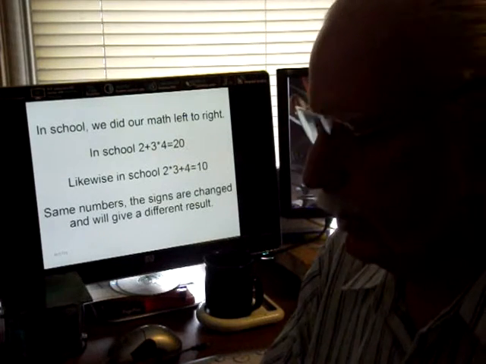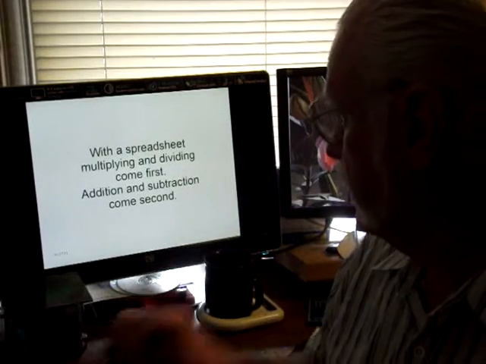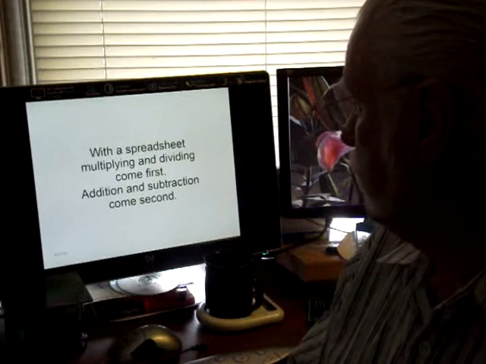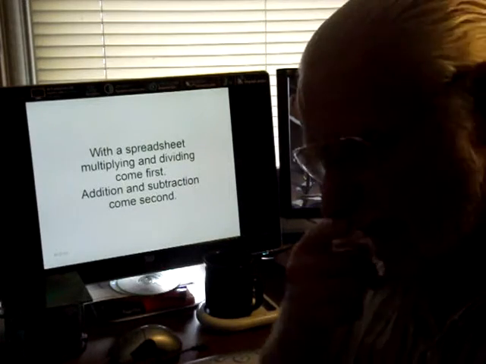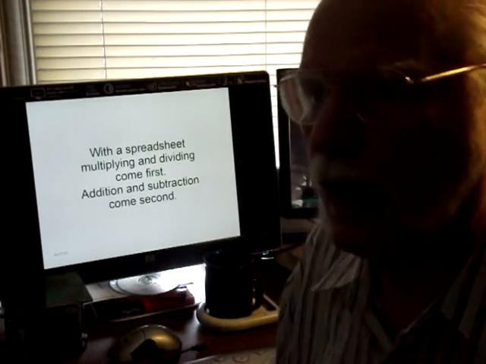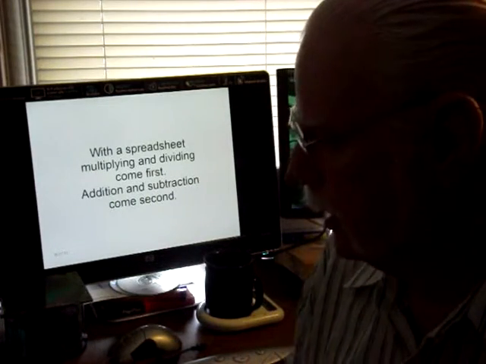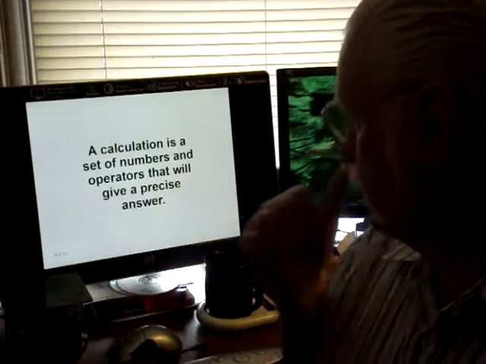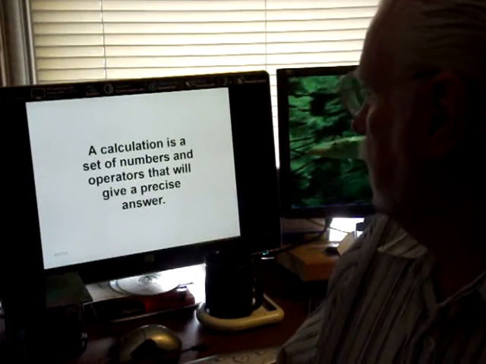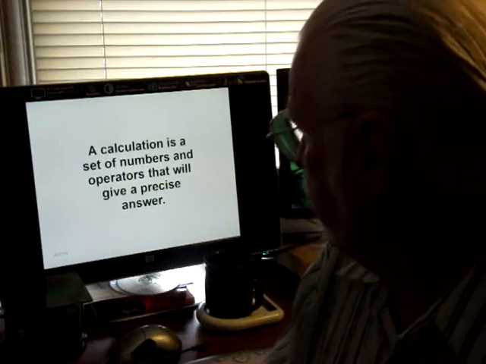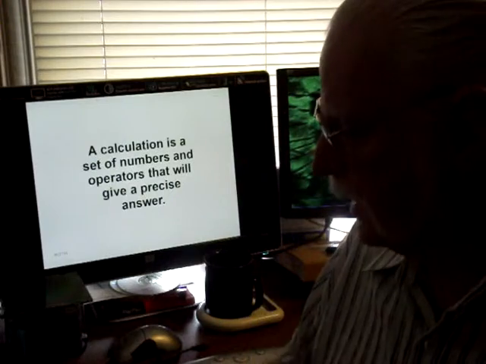This is a very important principle, and we spent a lot of time learning this. With the spreadsheet, multiplying and dividing come first, addition and subtracting comes second, and you can rearrange that priority with the use of parentheses or brackets. So once we go into a calculation, it is set up of numbers and operators that will give a precise answer.